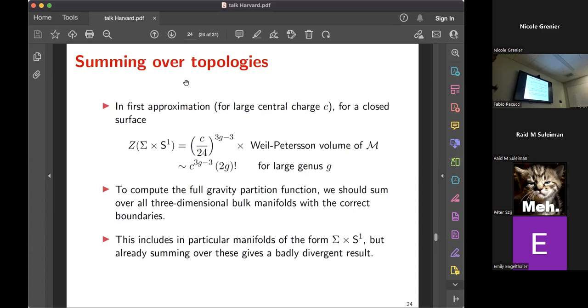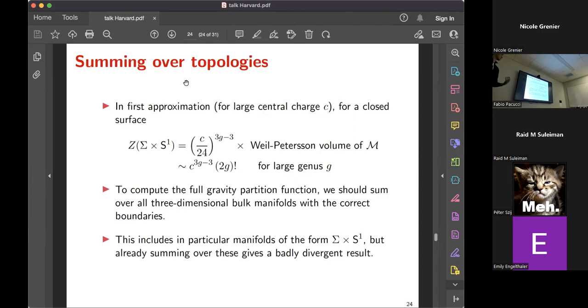And so now I will tell you roughly what the result is. And it's very strange if you think from the gravitational path integral. So first order approximation, meaning for a very large central charge. Large central charge roughly means small h bar in this quantization. So if you have small h bar, then you have many quantum states.